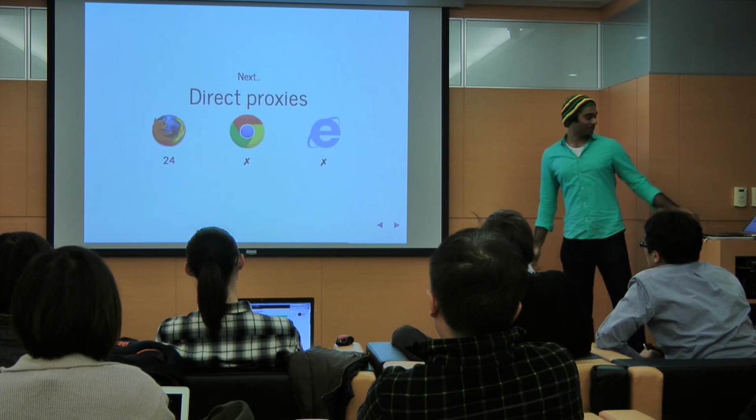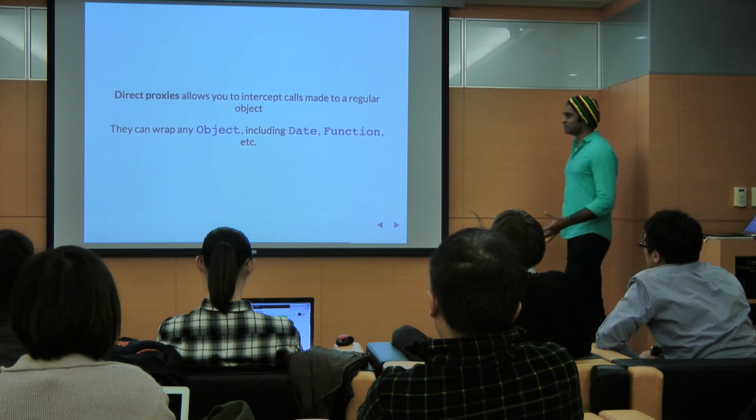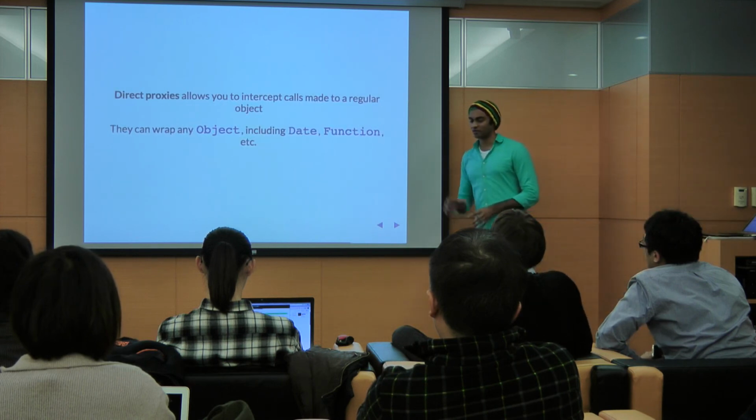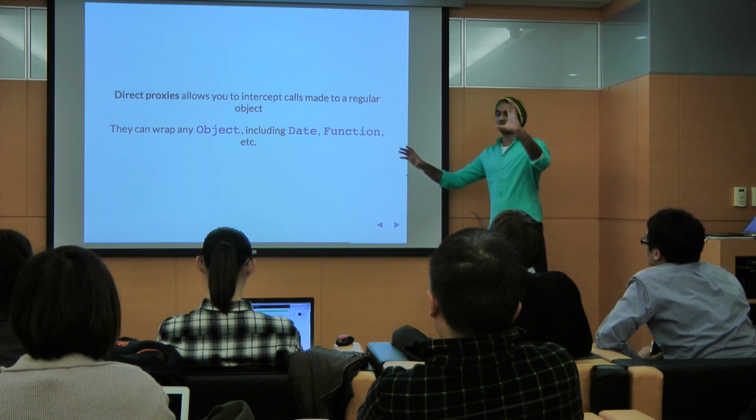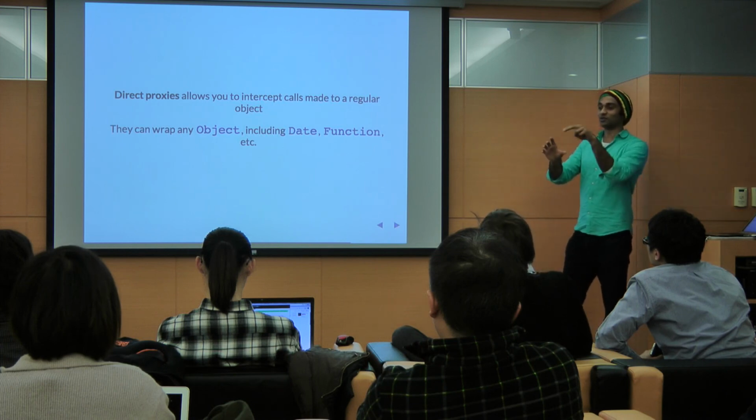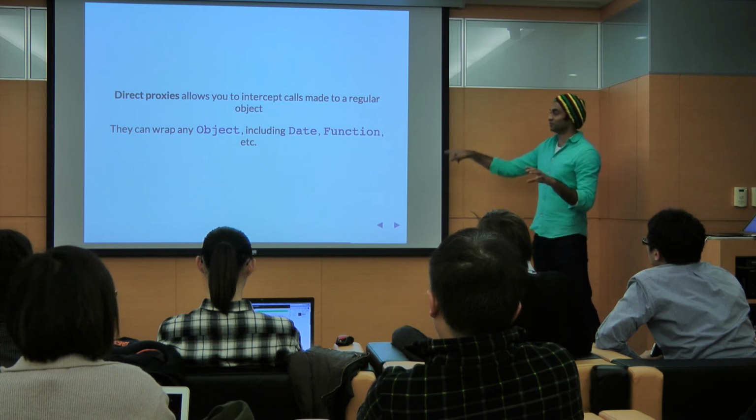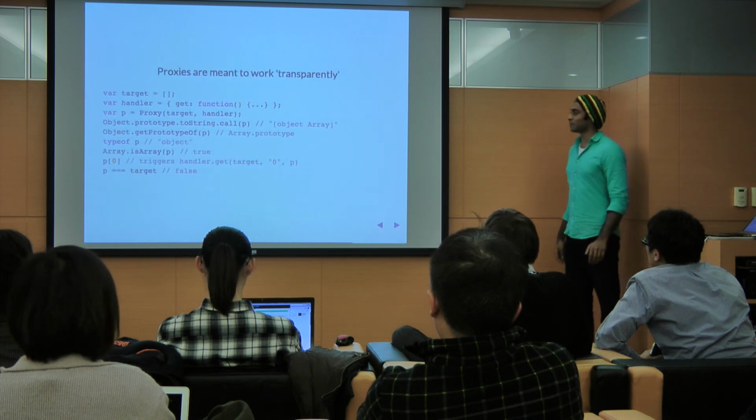Direct proxies, okay. This is in Firefox. Direct proxies, this is pretty simple. So you have an object, and you want to wrap this object with another object, and then give your client this object, but they have no idea that they're talking to this wrapper. They think they're talking to the original object. That's basically what it is.